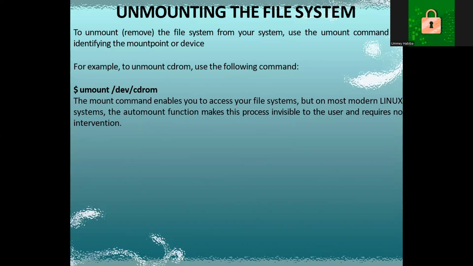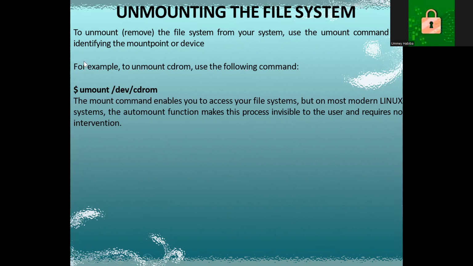Now, the next topic is unmounting the file system. This is the process of detaching a mounted storage device or file system from the directory structure of the operating system. When a device such as a hard disk partition, USB drive, or CD-ROM is mounted, its contents become accessible through a specific directory called the mount point.